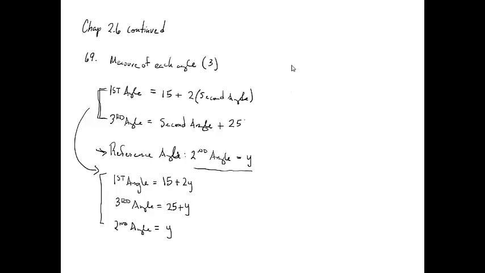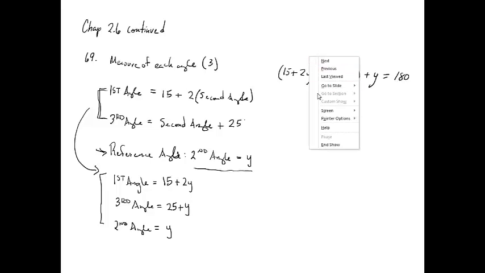So if I take the first angle plus the second angle plus the third angle, I should get 180 degrees, which means that's the same as saying 15 plus 2y plus 25 plus y has to equal 180 degrees. So I have an equation with one unknown, which means I can solve for it, right? So let's put our like terms together. Let's change colors on my pen.